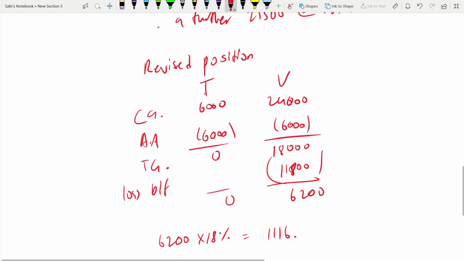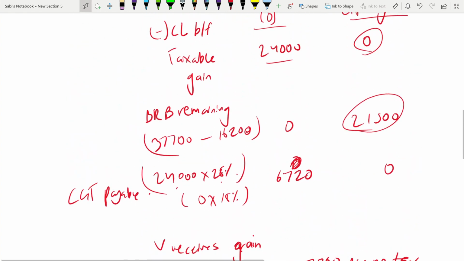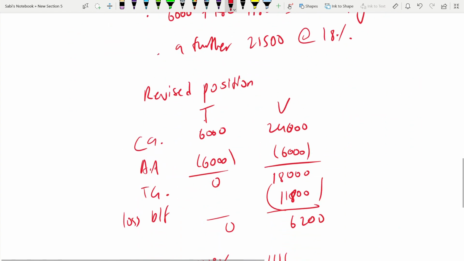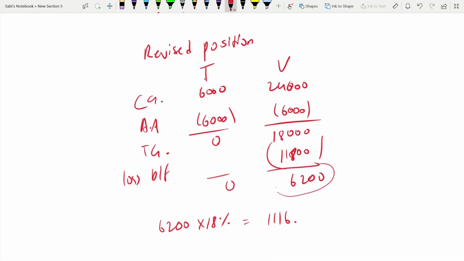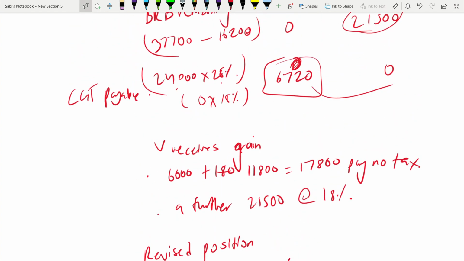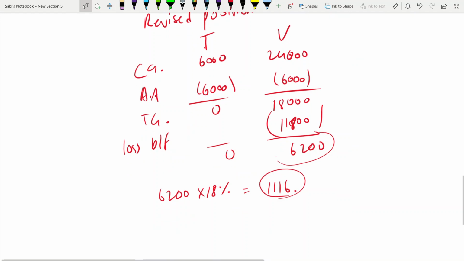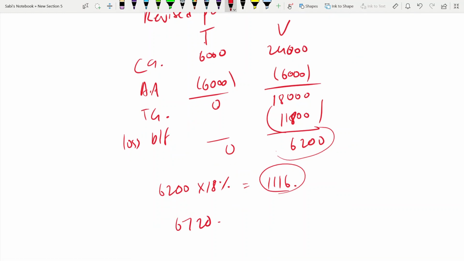How much is the tax saving? See, it's only one tax. 6,720 was before. Now it is 1,116. I'm sorry, 6,720 was the tax before, and now the revised position is this. So the tax saving is 5,604. This is the tax saving. This you have to calculate.